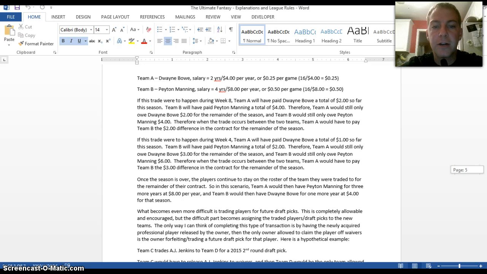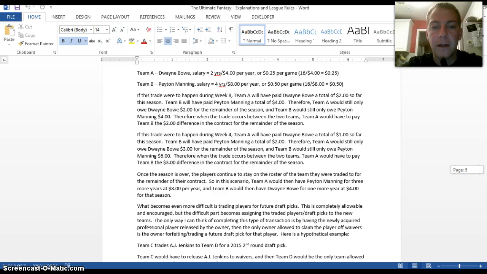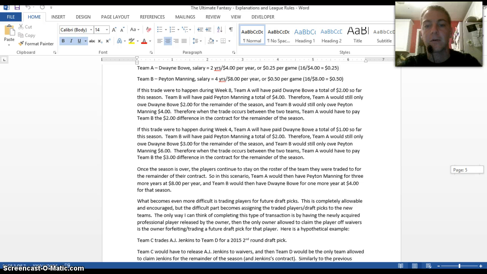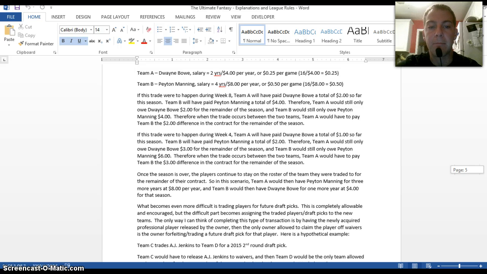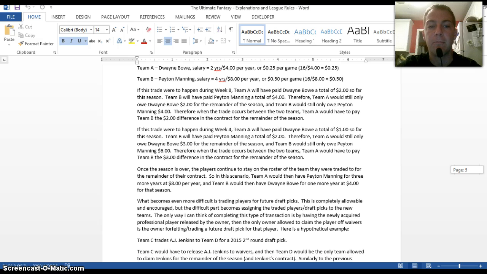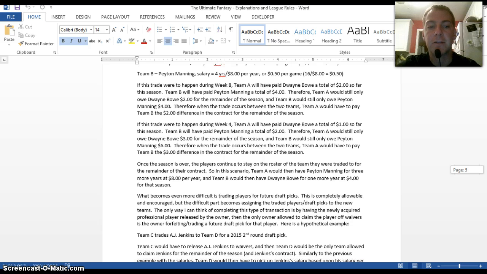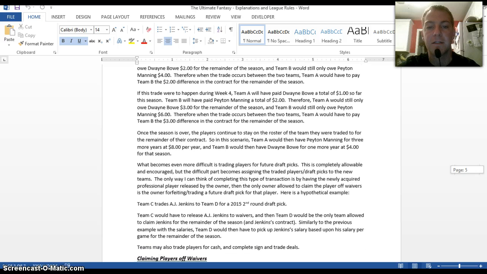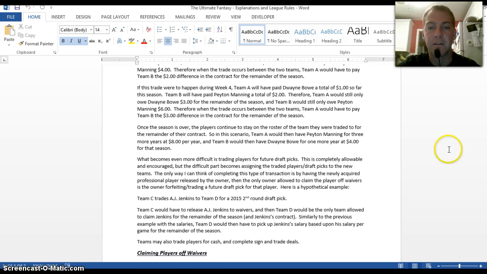So if you wanted to make this trade happen during week 8, Dwayne Bowe will have made a total of $2 so far, and Team B will have paid Peyton Manning a total of $4. Therefore, Team A would owe Dwayne Bowe only $2, while Team B would owe Manning $4. So in this instance, Team A would have to pay Team B $2 for the difference in the contract for the remainder of the season.